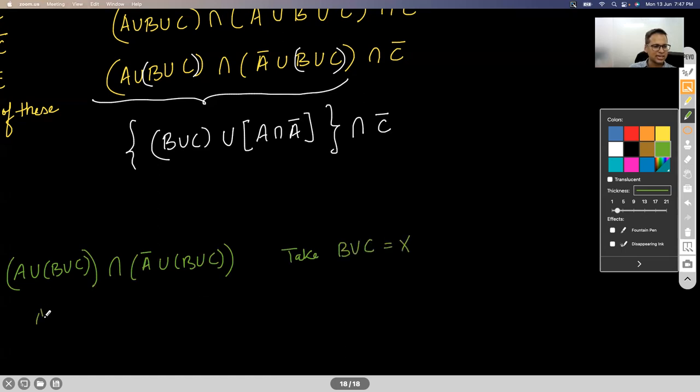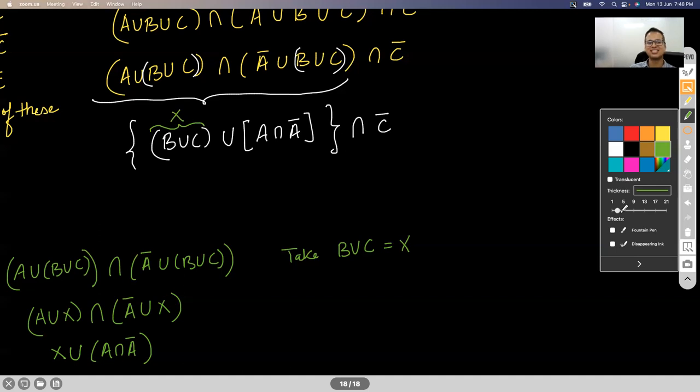Okay, so it is like writing A union X intersection A complement union X, right or not? So it is as good as saying X union A intersection A complement, or not? Right? That is exactly what I've done. So this is my X.